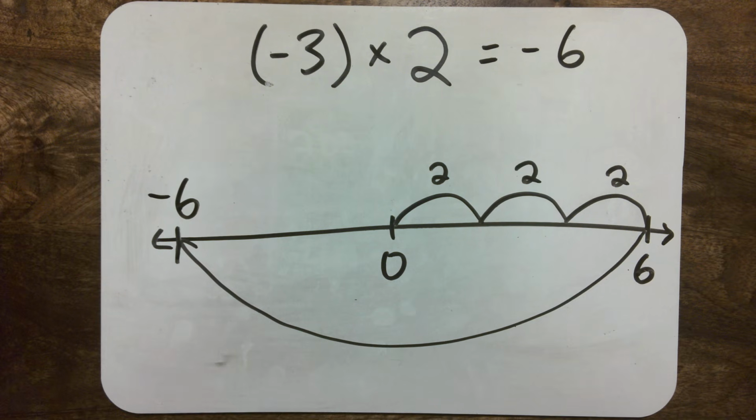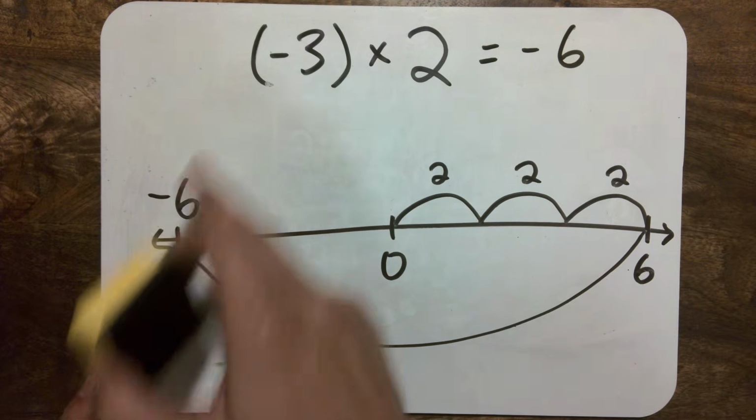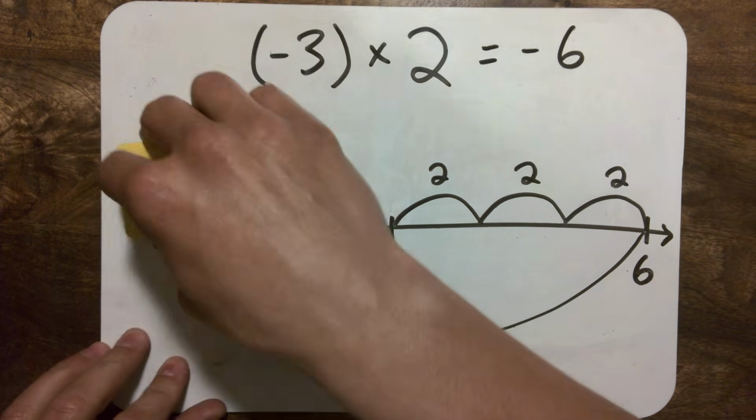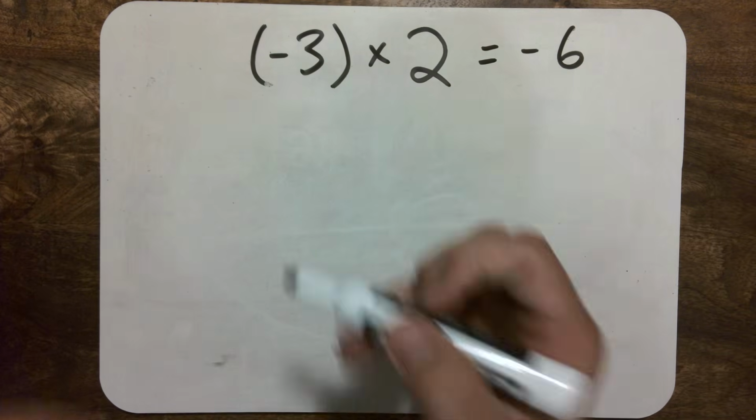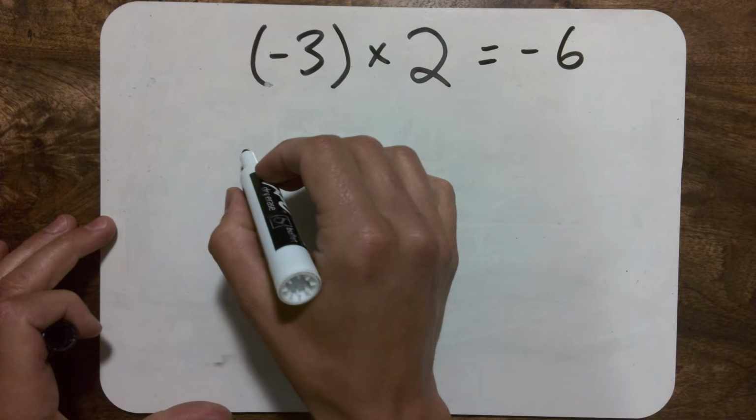Like that. Okay. So again, we're starting with the 3 groups of 2, and then we're taking the opposite. That's how we're interpreting that negative sign.